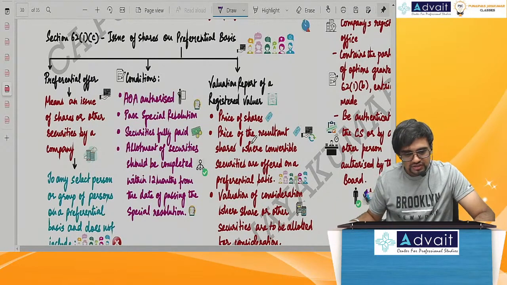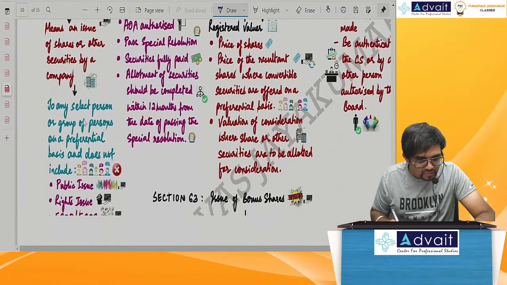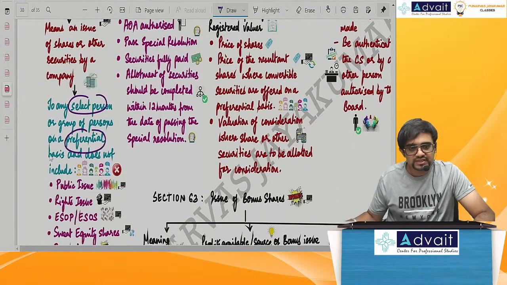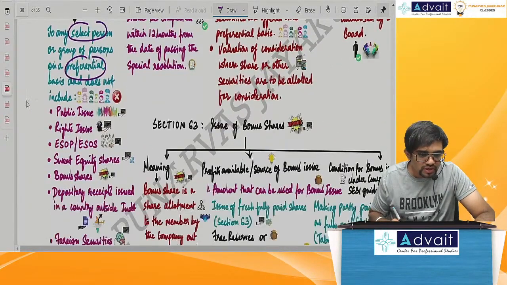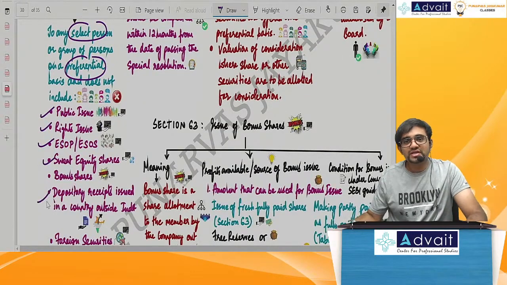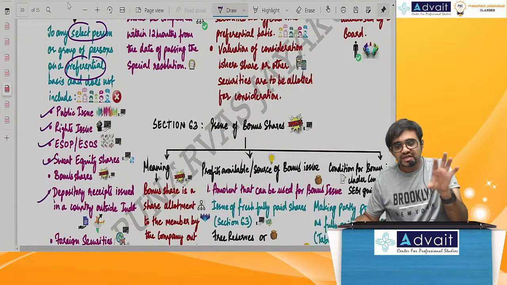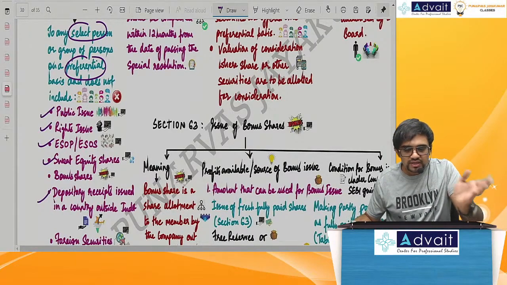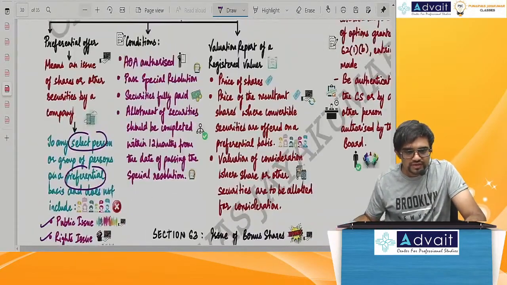It means an issue of shares or securities of the company to any select group of persons on a preferential basis. This does not include public issue, rights issue, ESOP, sweat equity, or any depository receipt in case of GDR. All these are different concepts that we are understanding. Here it's a different concept. That's what they're trying to tell.